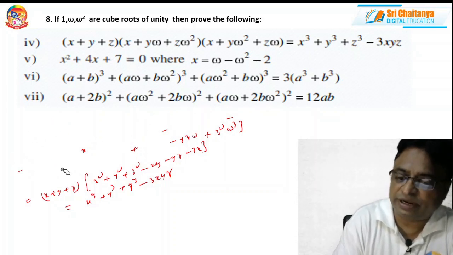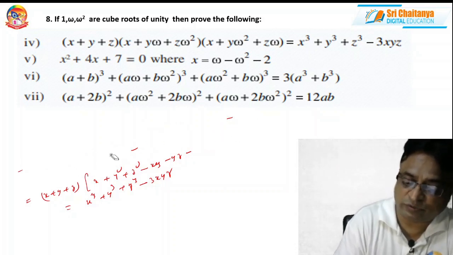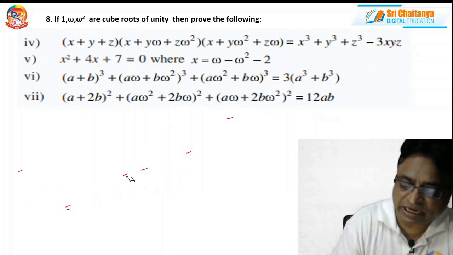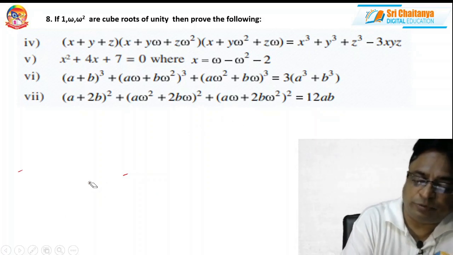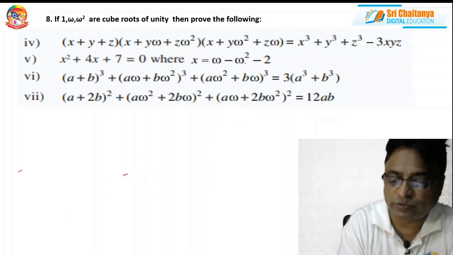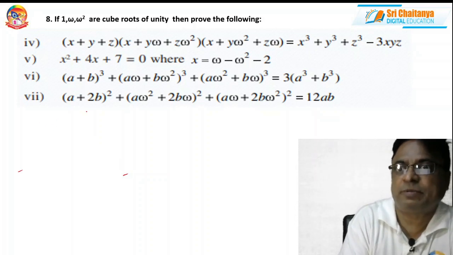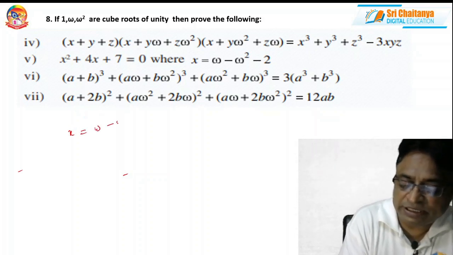Now coming to the fifth problem: x square plus 4x plus 7 equal to 0, where x is equal to omega minus omega square minus 2. That means indirectly they are asking you to prove it by substituting omega minus omega square minus 2 whole square plus 4 into like that. But I am solving the fifth problem in another way. So x is equal to omega minus omega square minus 2, given for me.